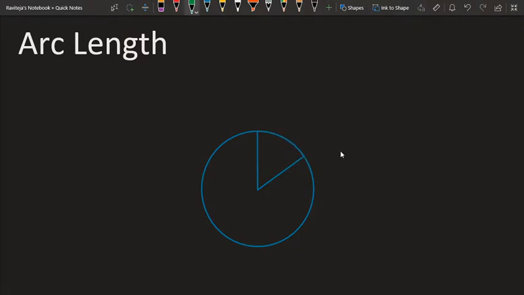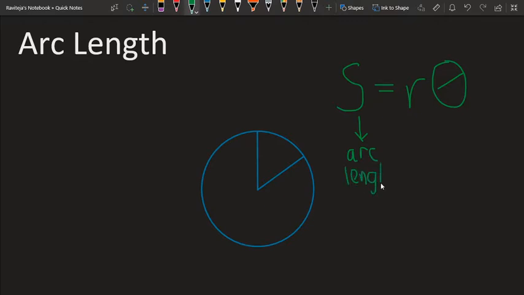And to do that, we have to use a very simple but useful formula, which is S equals R times theta. So obviously first we want to define each variable and establish what it stands for to understand how to use the equation. S itself stands for the arc length. S represents the arc length which we're solving for.